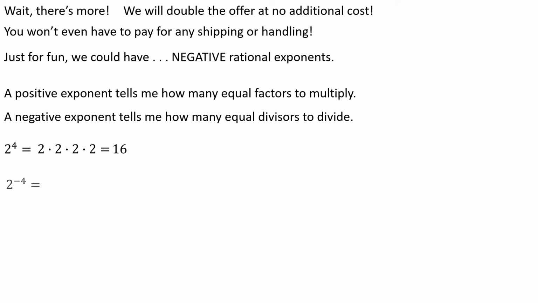But if I saw 2 to the negative 4 power, instead of 2 times 2 times 2 times 2, I've got 1 divided by 2 times 2 times 2 times 2. So instead of 16, I get 1 over 16. Notice the answer is positive. The negative exponent does not make the number negative. The negative on the exponent just tells me that I need to do the reciprocal. So instead of 16, I end up with 1 over 16.